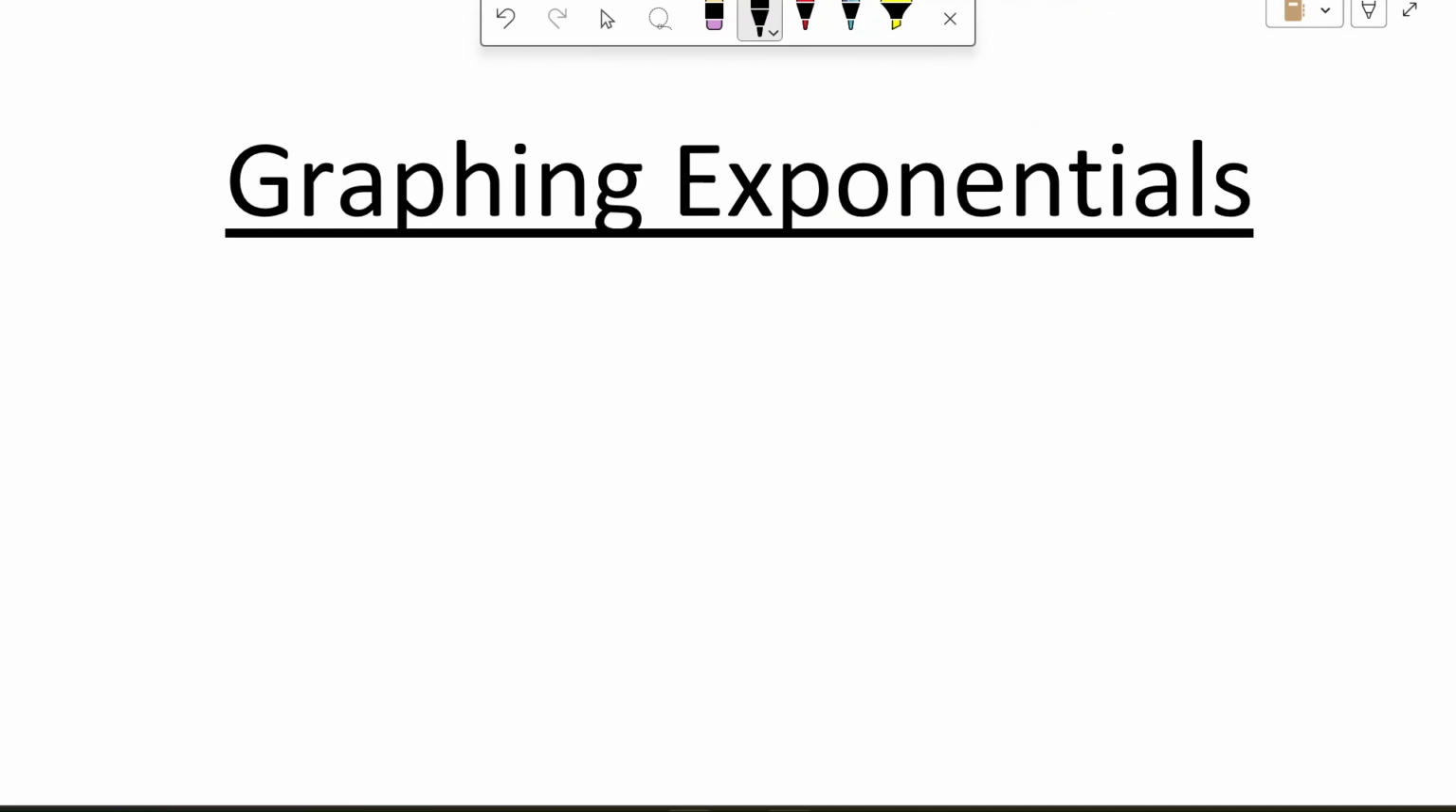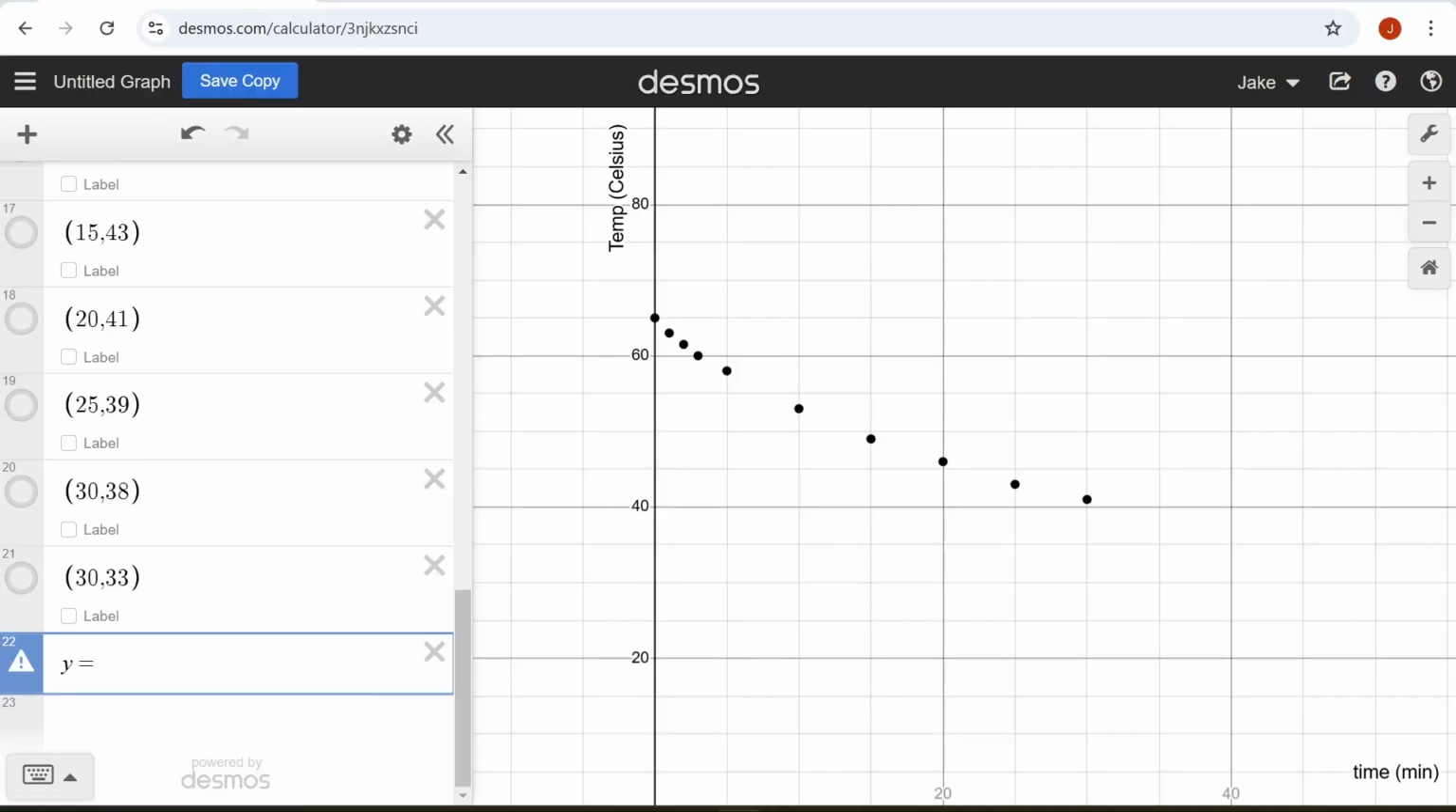All right, now we'll look at graphing exponentials. Okay, now this is some real world data that I've collected of a cup of coffee cooling over time. And you can see that it sort of goes down like that.